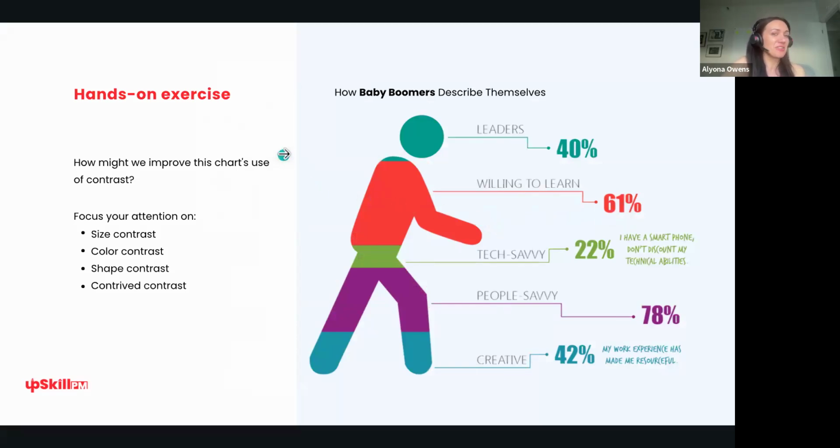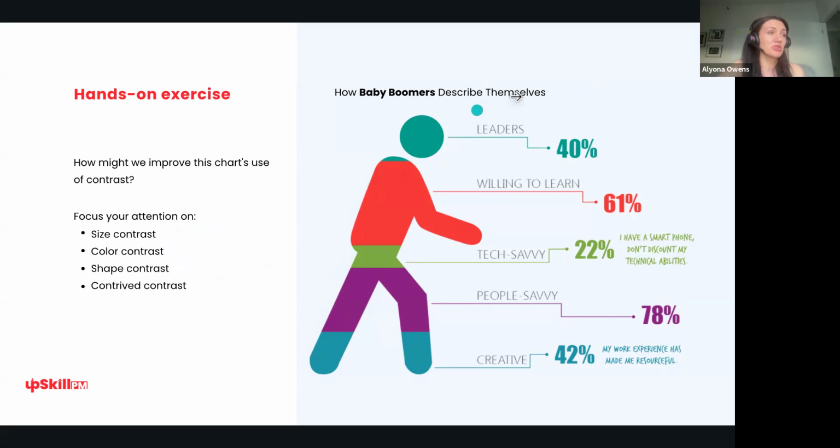Okay, we're getting closer to the end of our slides, so stay with me. You're almost there. So there's another hands-on exercise. How might we improve this chart's use of contrast? Focus your attention on size contrast, color, shape, and contrived contrast.